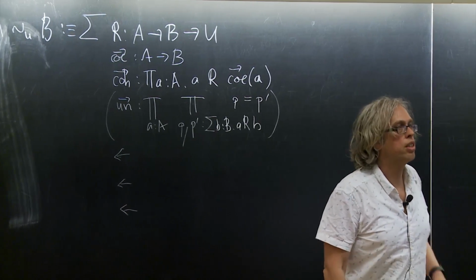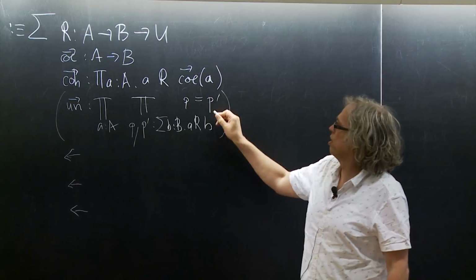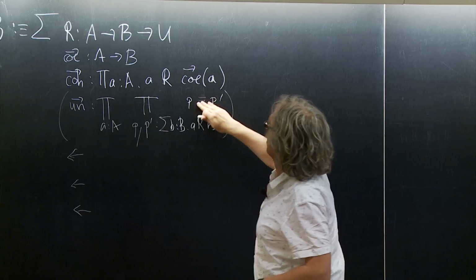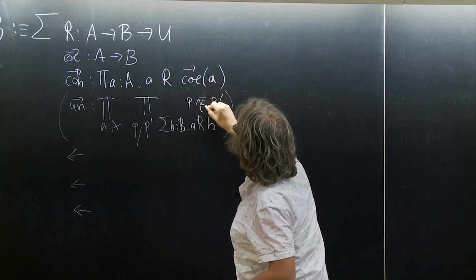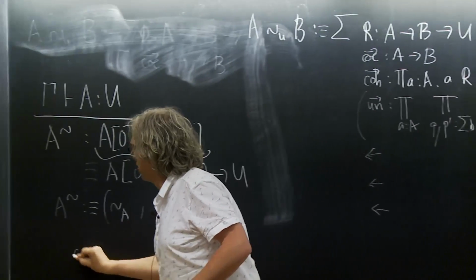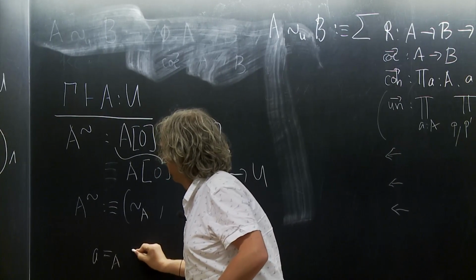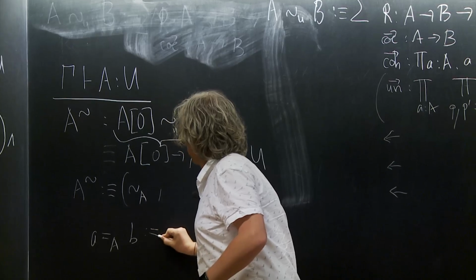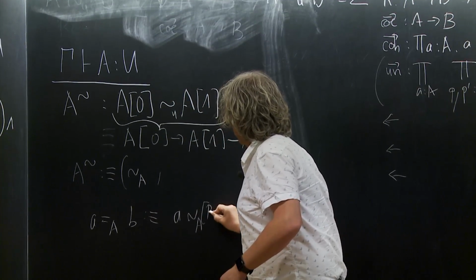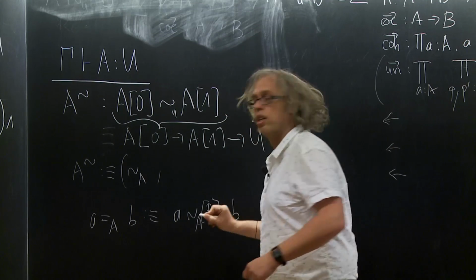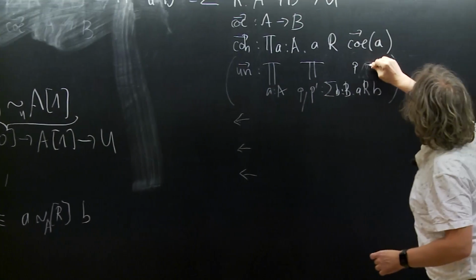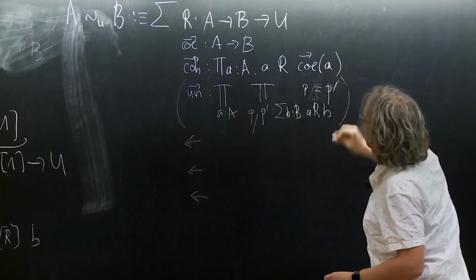Yeah? What do you mean by equal in the sigma type here? It's, yeah, equal, oh, it's tilde. Okay, by equal, if I say A equal A, B, I mean A tilde A substituted. Okay. So then I can write P equal P prime here.